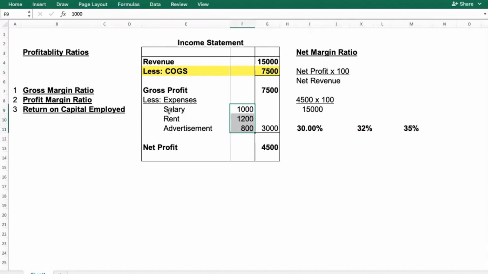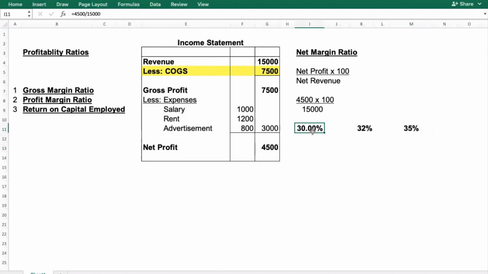These are the expenses, right? So next time I will try that rent, which is coming to 1,200, let me try to bring it down to 1,000. Means I need to be more cautious now. Okay. So these are a few strategies I can follow in order to increase my net margin ratio. Clear?